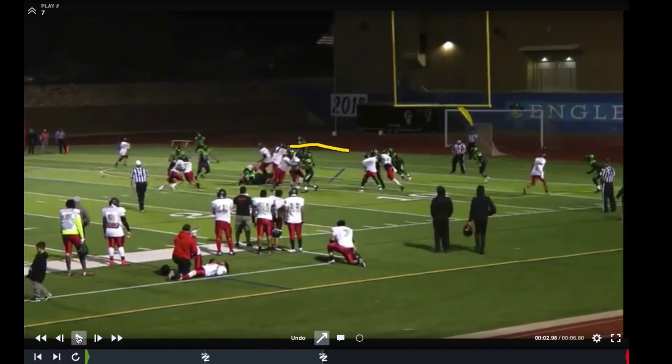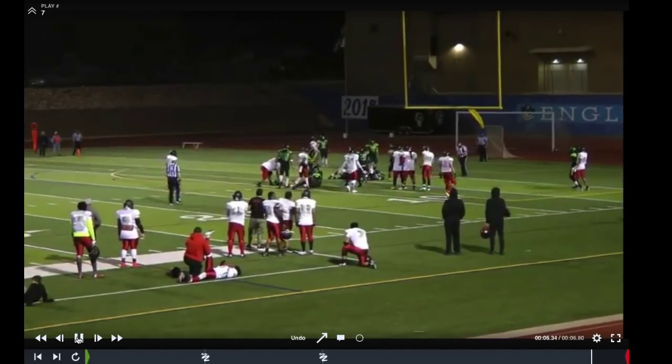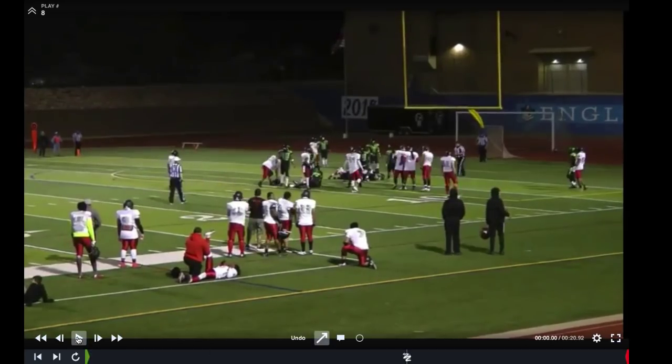Here he's trying to get to the second level. Crew correctly talked and picked it up.